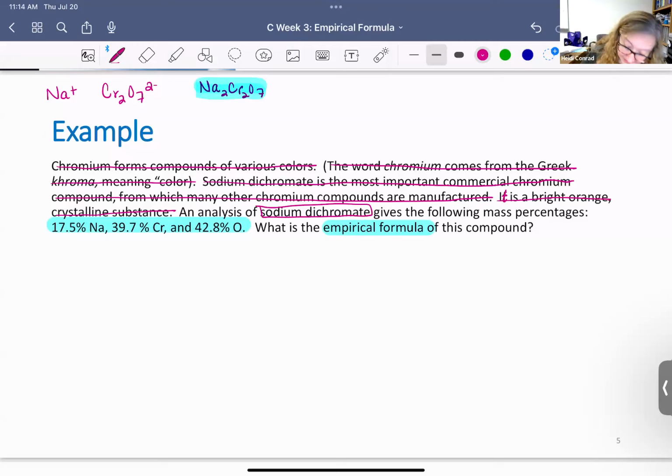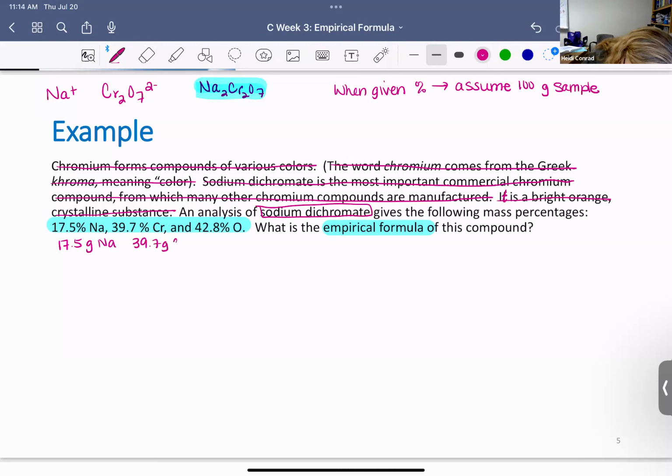When we are given percentages, we're going to assume 100 grams of sample. This simplifies the problem for us a lot. If I assume I have 100 grams of sample, then I have 17.5 grams of sodium, 39.7 grams of chromium, and 42.8 grams of oxygen. It just makes the math easier.